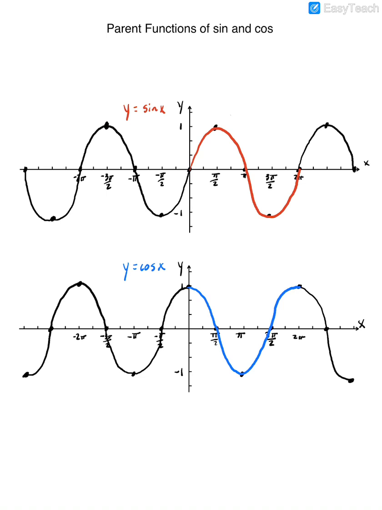Okay, so what I want to show you is what is happening here. Let's take sine first. Looking at sine, you have it starting in the middle, going up to its maximum, back to the middle, going to its minimum, and back to the middle. Then that's one complete cycle.